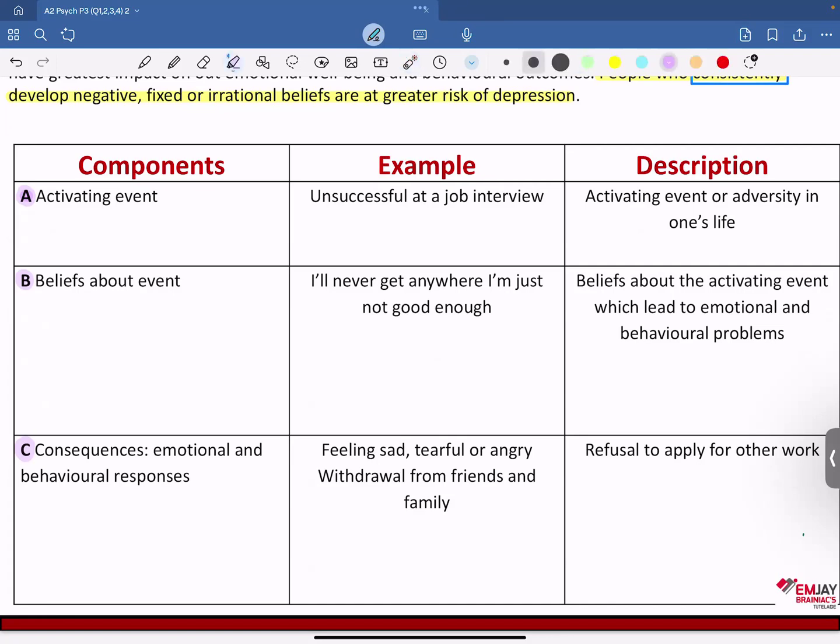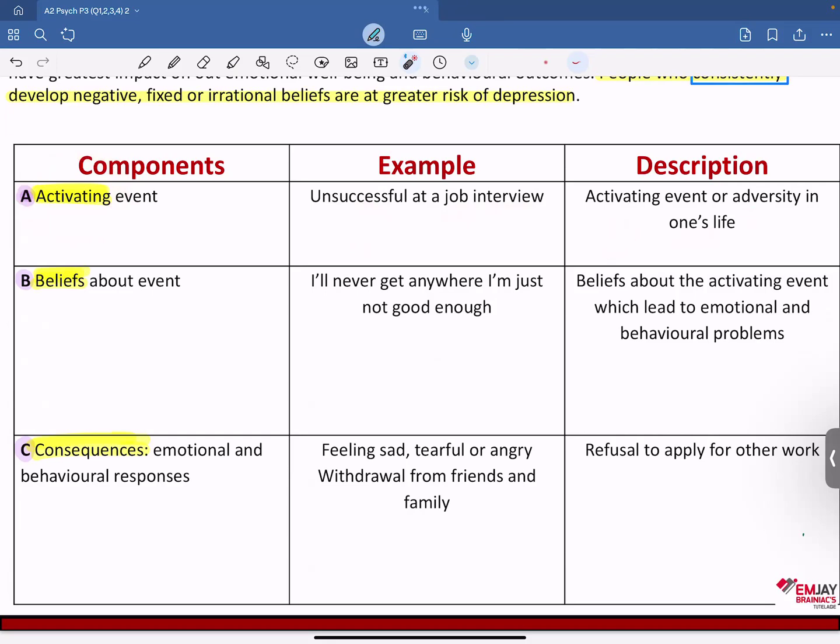A over here is the activation of an event, any adverse event. B is the beliefs that you carry about that event. And C are the consequences. What does it lead to? So if I talk about this example, an individual, let's just say, has been unsuccessful at a job interview. This is the triggering point. This is where the event got activated. Activating event or adversity in one's life.